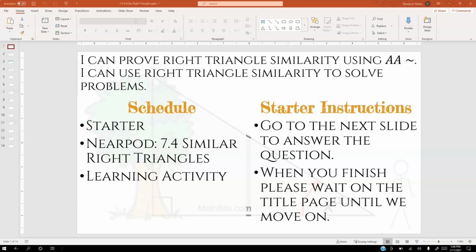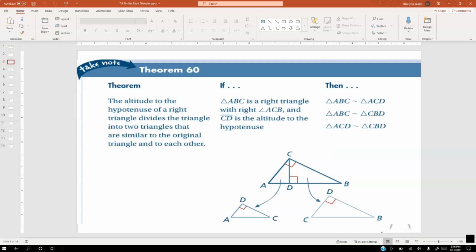All right, so today we're going to prove right triangle similarity using angle-angle similarity, and I can use right triangle similarity to solve problems. Okay, so here's the theorem. It's called Theorem 60. I don't even consider it a theorem. It's fine. The altitude to the hypotenuse of a right triangle divides the triangle into two triangles that are similar to the original triangle and to each other.